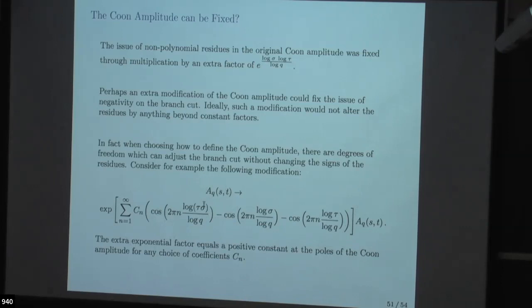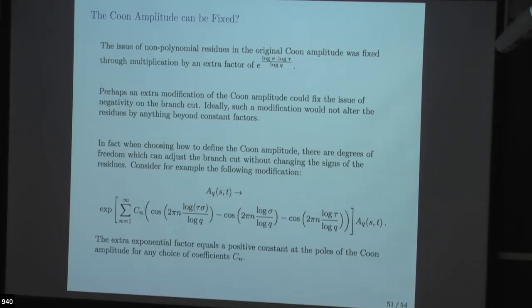And now this has been tuned such that when you're on a pole, sigma here is equal to the power of q, which means this whole cosine just gets shifted by an integer, which means that this term cancels with this term, right? So modifications like this are only going to change the residues by a positive constant. So all these unitarity analyses will carry straight through.